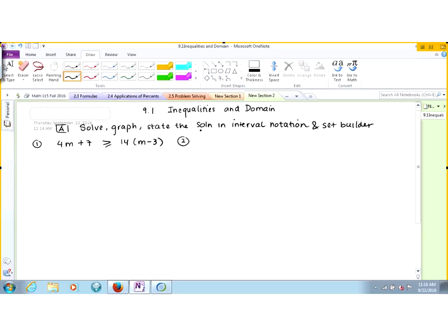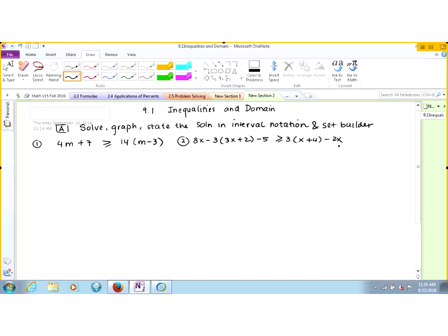And then number 2: 8x minus 3 times 3x plus 2 minus 5 is greater than or equal to 3 times x plus 4 minus 2x. Wow, so long. And then the next one, okay, let's do it in a different page.